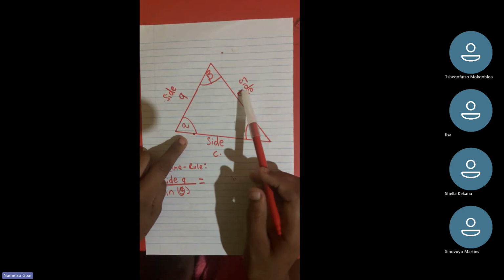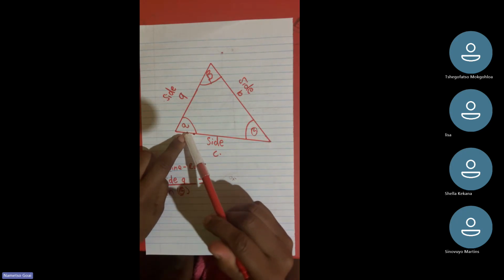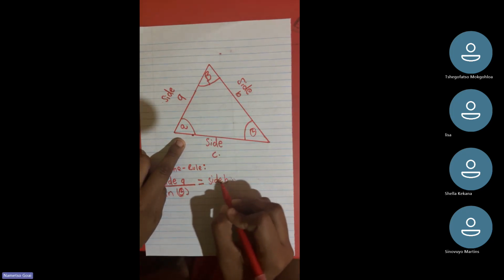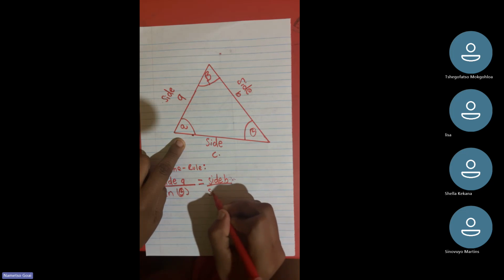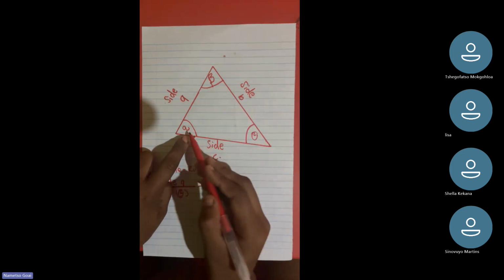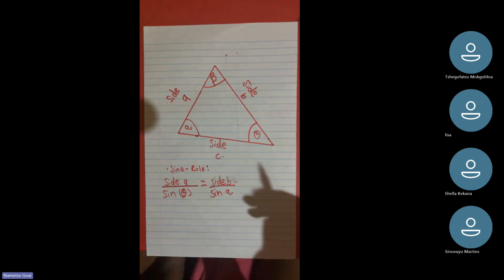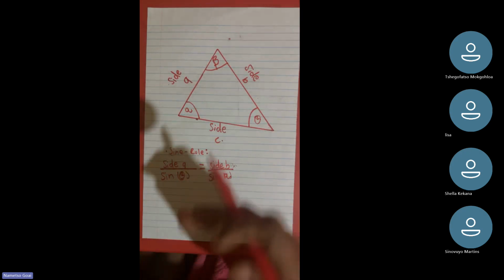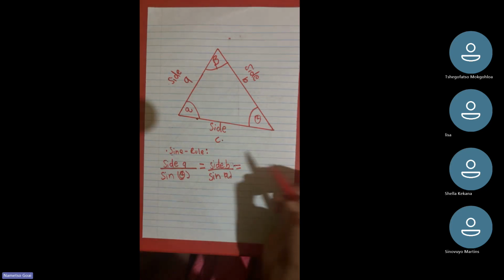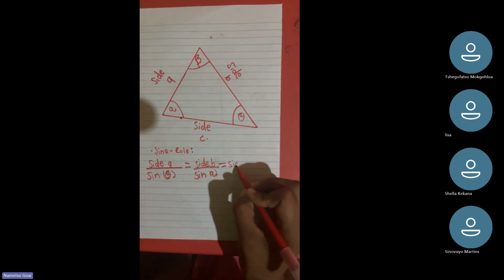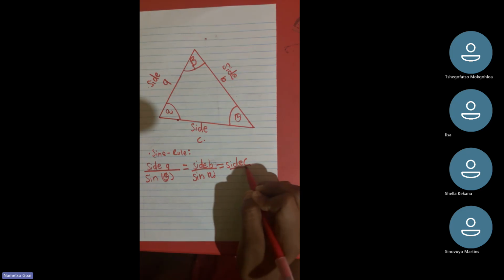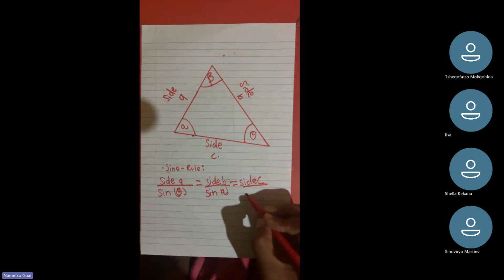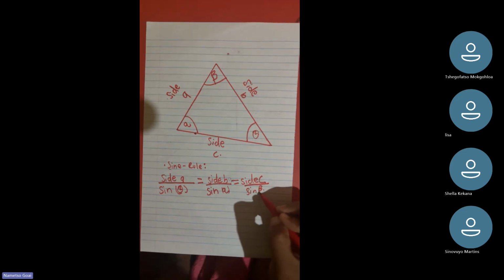What is the opposite angle of side B? It's alpha. So it equals side B divided by sine of the opposite angle of B, which is alpha. The reason it's called the sine rule is because you keep on dividing by the sine of the opposite angle, which all equals what? Side C divided by sine of its opposite angle. What is the opposite angle of side C? It's just sine beta.